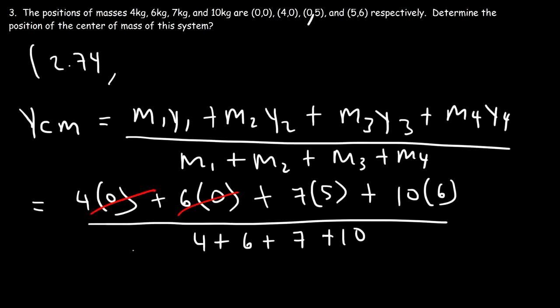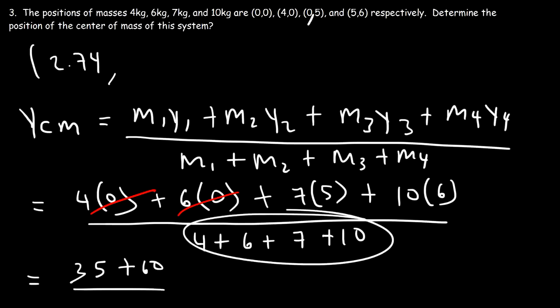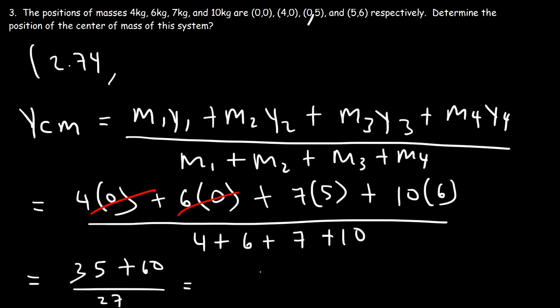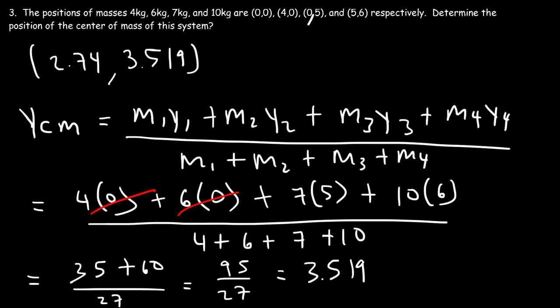So we're going to have 7 times 5, which is 35, and then 10 times 6 is 60. And we know this is 27. 35 plus 60, that's 95. So 95 divided by 27 is about 3.519. So that's the y-coordinate of the center of mass. So that's it for this problem.